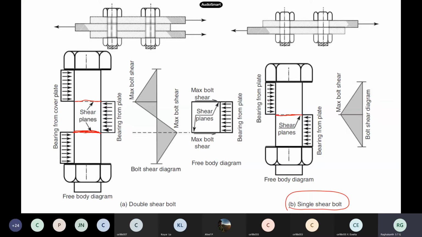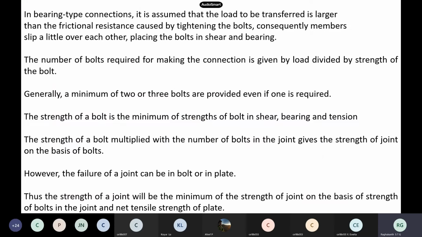And you have bearing stresses also. These are the two shear planes when it is a double cover butt joint: one shear plane here, another shear plane here itself. Now, as already I told you, for ordinary type connections, the load transferred is larger than the frictional resistance, so there is slip, and the bolts have to be designed for shear and bearing. So this is for ordinary bolts.